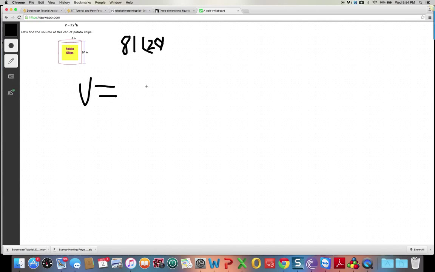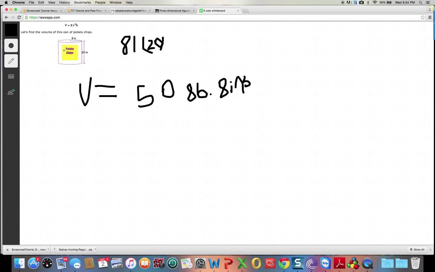of 5,086 and 8/10 inches cubed. It's very important that you have your units and you write that it is cubed, because you're multiplying three different units of inches, so it has to be cubed.